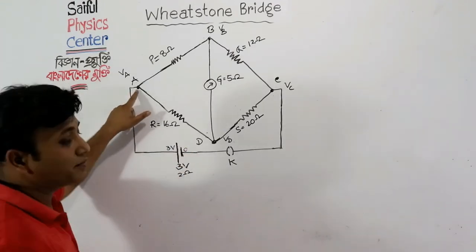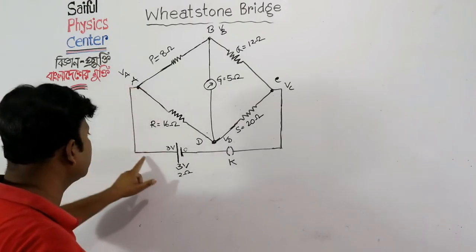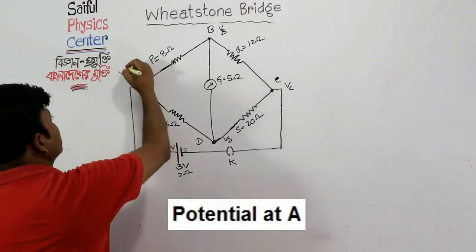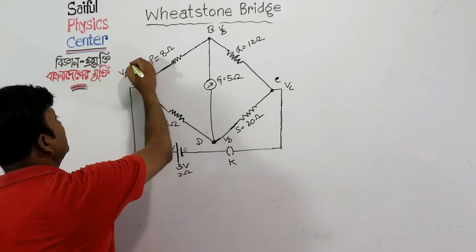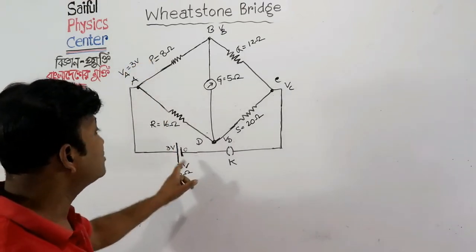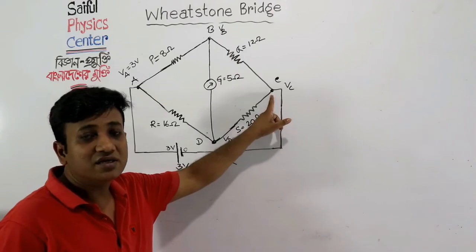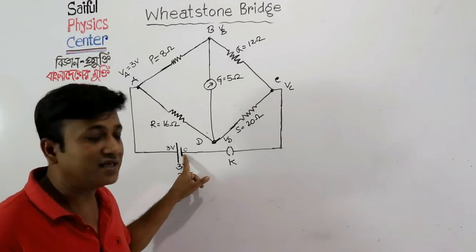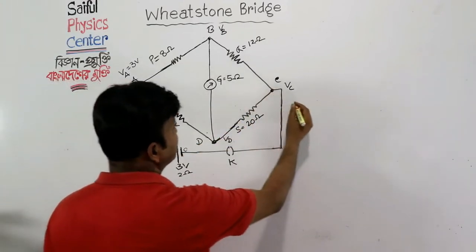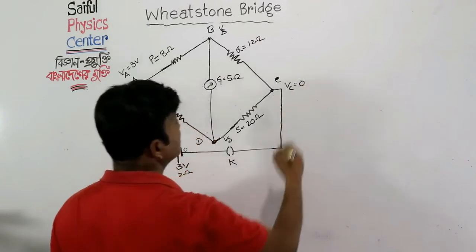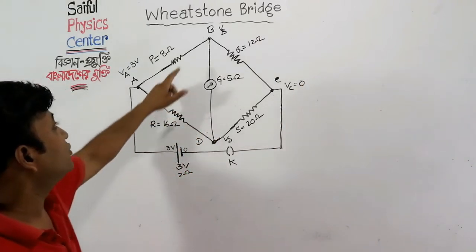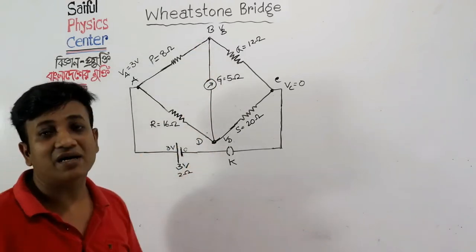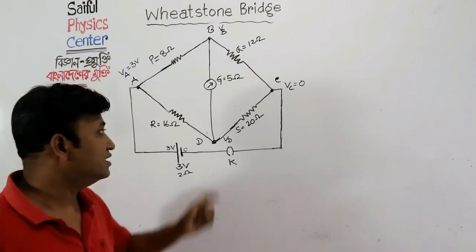Now, as the point A is directly connected with the positive terminal of the cell, the potential at A will be VA equals 3 volts. And as the junction C is directly connected with the negative terminal of the cell, the potential at point C is VC equals 0 volts. Now the potentials at points B and D are unknown. We have to calculate them.